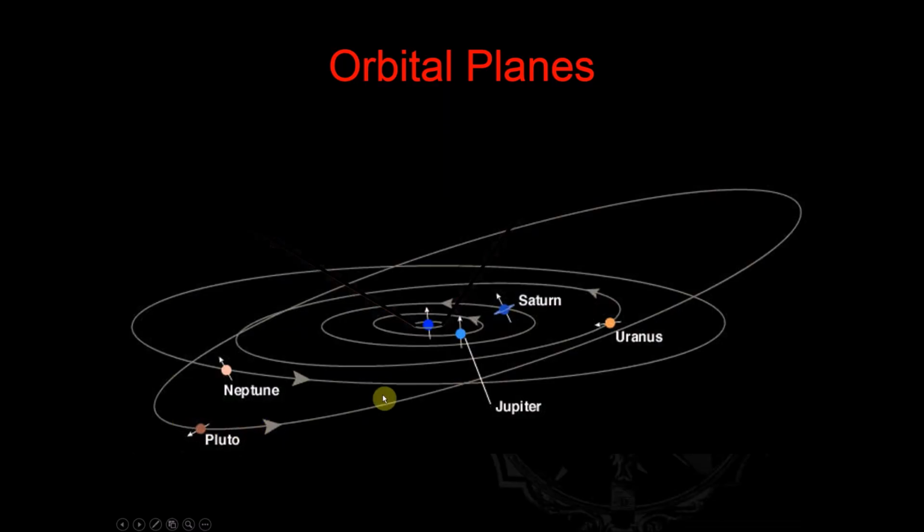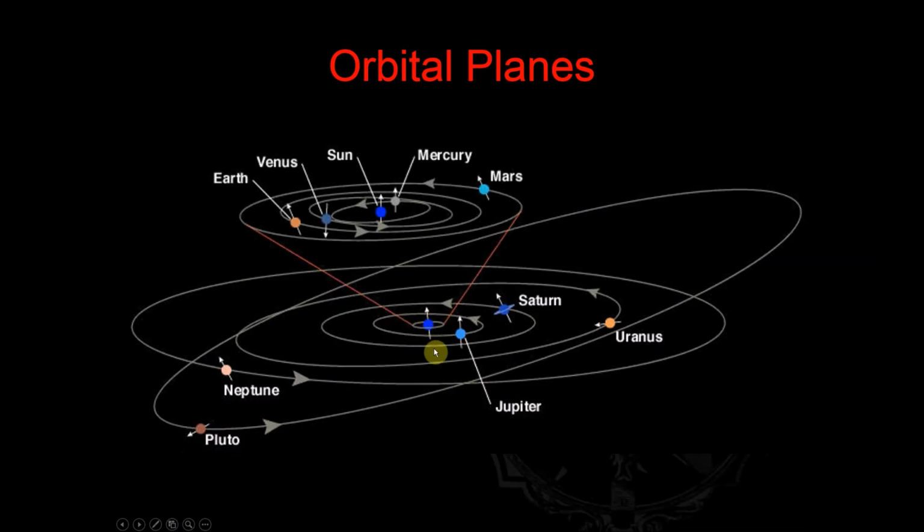Pluto actually intersects the orbit of Neptune. Sometimes Neptune's the furthest planet from the Sun, sometimes Pluto, depending at what point these two planets are in their orbit. All of the inner planets fit into this little ring here. So if we zoom in, there's all our inner planets, and you can see how pronounced Mercury and Mars's tilt is to the other inner planets.